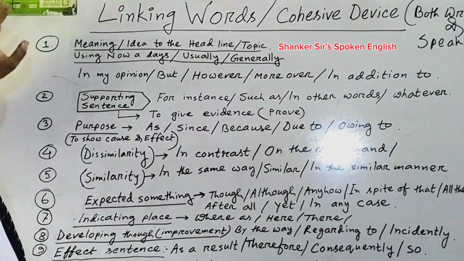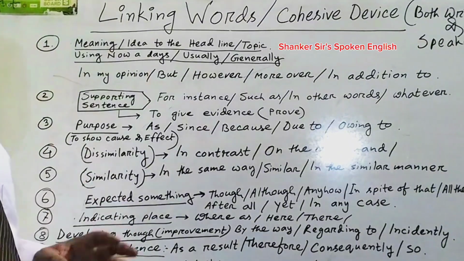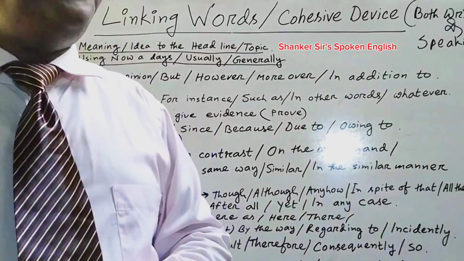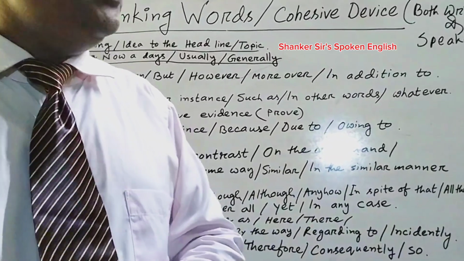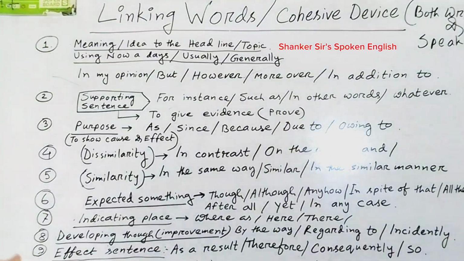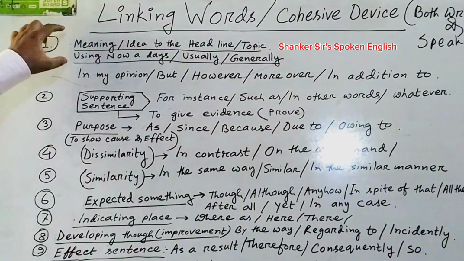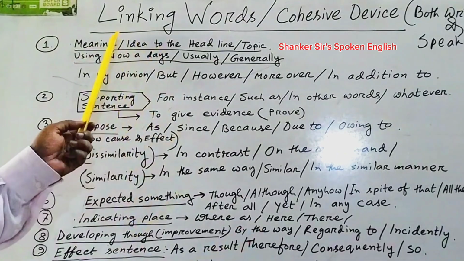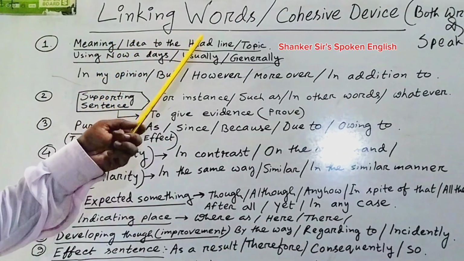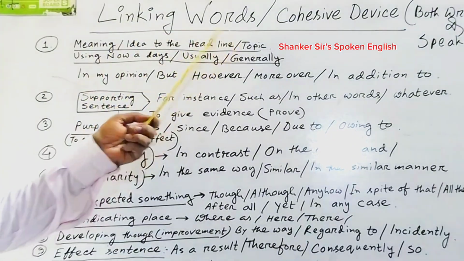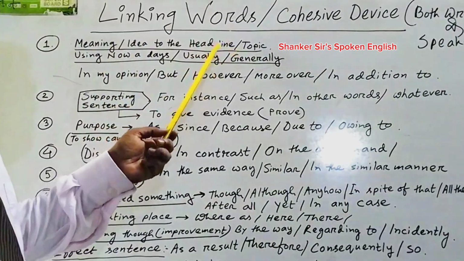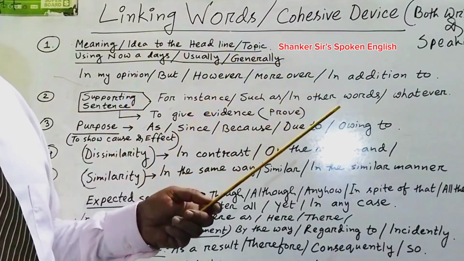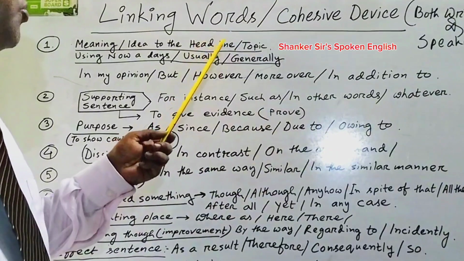Today's topic is going to be attractive for all the viewers. First, linking words. A linking word plays a vital role in developing your writing, and speaking also. First, you have to understand the meaning or main idea. Whenever a student writes a composition, a paragraph, or a summary, he must find the topic sentence, the main idea, or the headline given on the board or in the question paper.